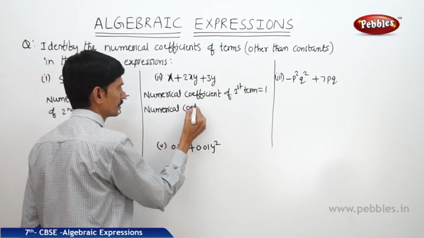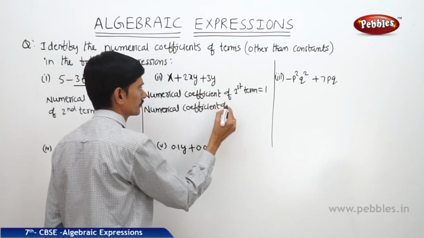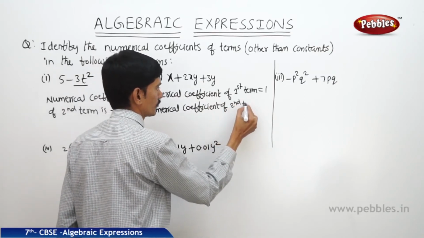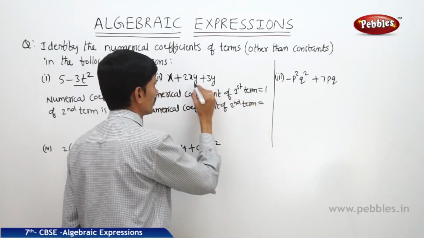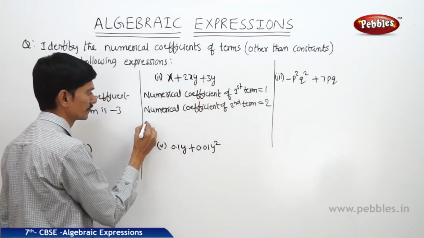Numerical coefficient of second term is 2, and the numerical coefficient of third term is 3.